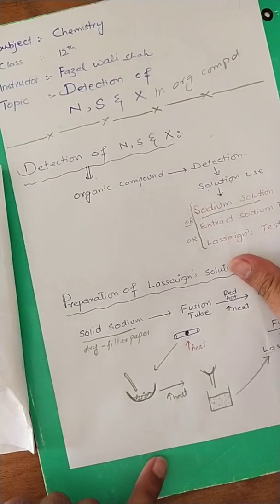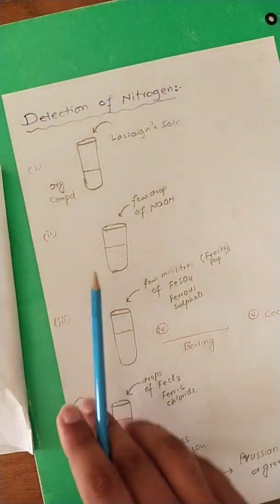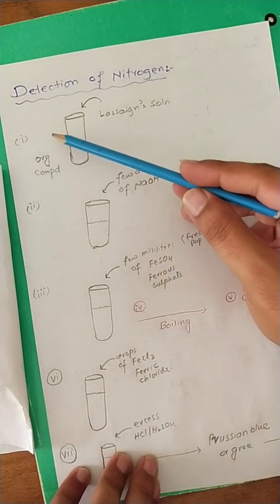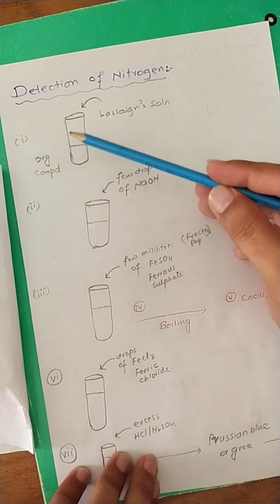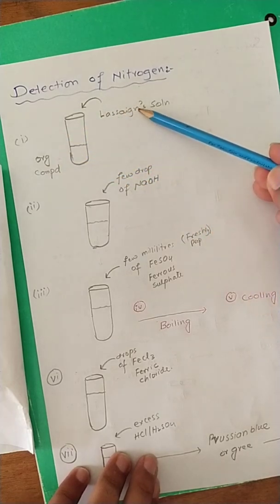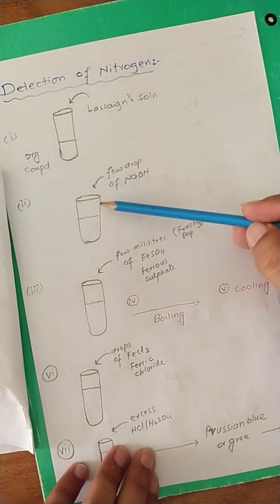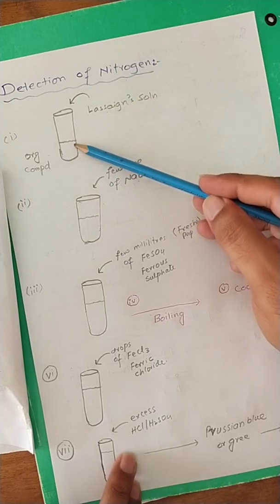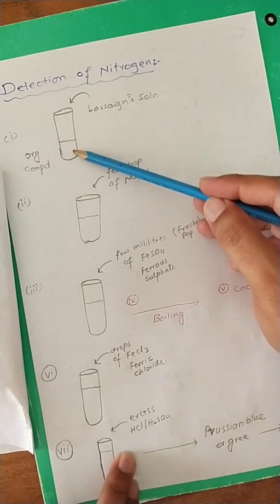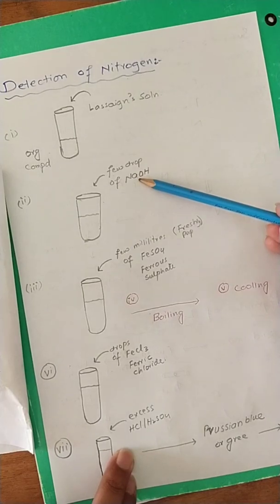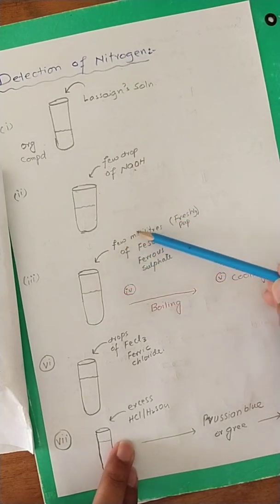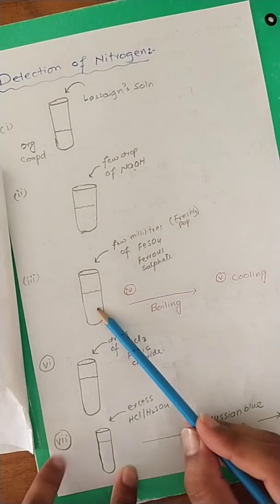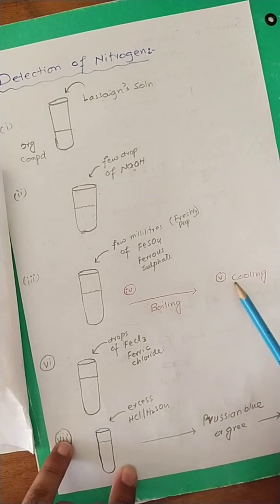So first I will explain the detection of nitrogen in organic compound. In the first step, take a small amount of organic compound and add some freshly prepared Lassaigne's solution. Then in the second step, add a few drops of sodium hydroxide in this solution. Then add a few milliliters of freshly prepared ferrous sulfate. After that, boil this solution and then cool it slowly.